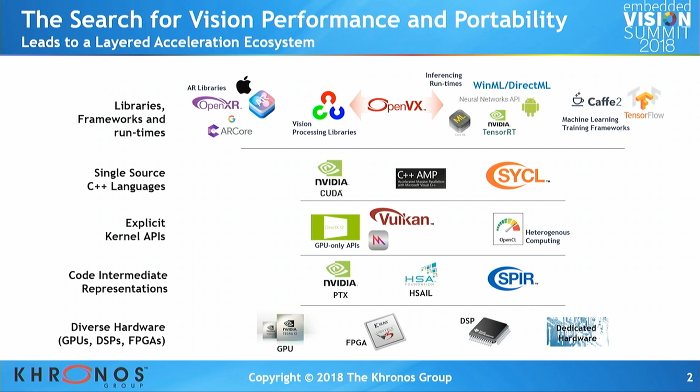And then, of course, we can't forget classic vision processing, OpenCV, and OpenVX. OpenVX is kind of unique. It is the one library that you can use for both vision and inferencing, and you can combine the two. If you go down one level, we begin to talk about language-based acceleration solutions.